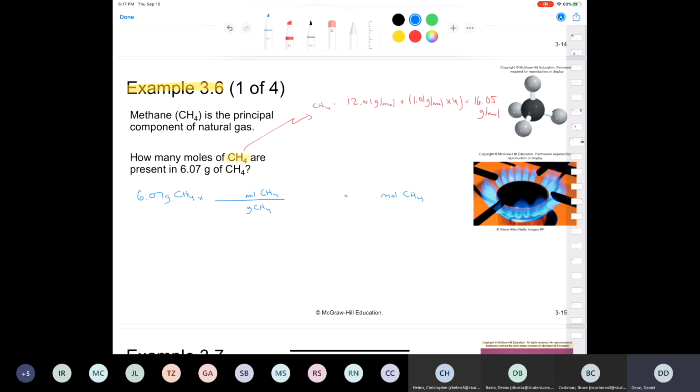Now let's plug that in. We have 16.05 grams of methane in 1 mole of methane. Well, looky. My units, grams of methane, cancel out, and I'm left over with moles of methane. Is this not a beautiful thing? And so when we work all that out, we end up with 0.378 moles of methane.